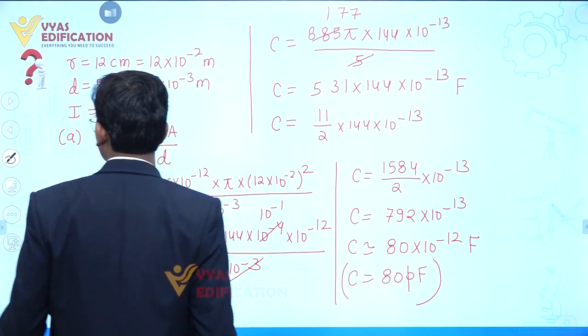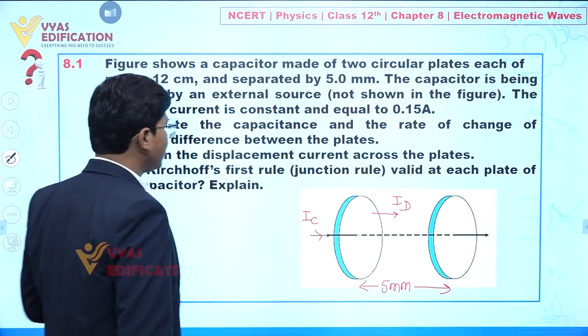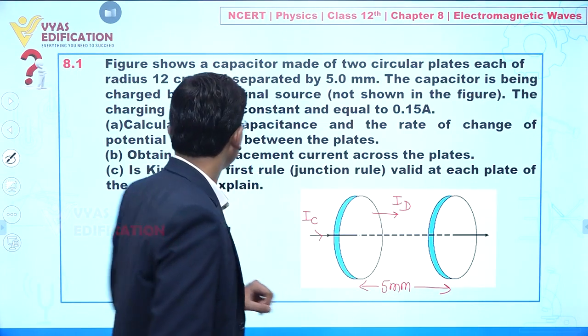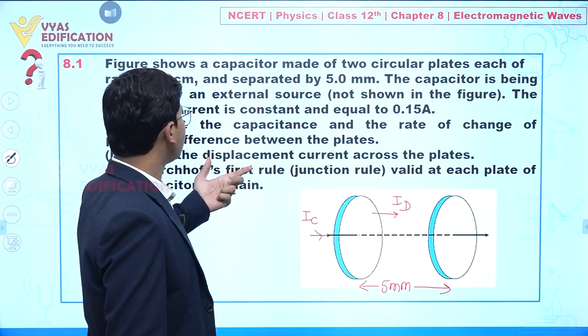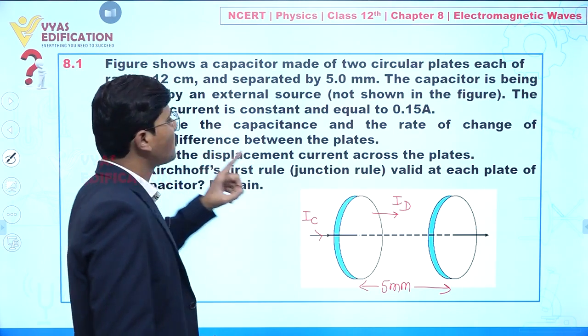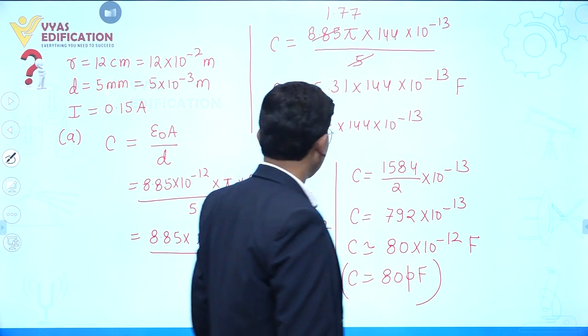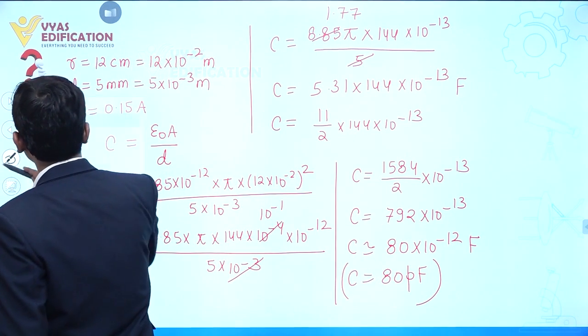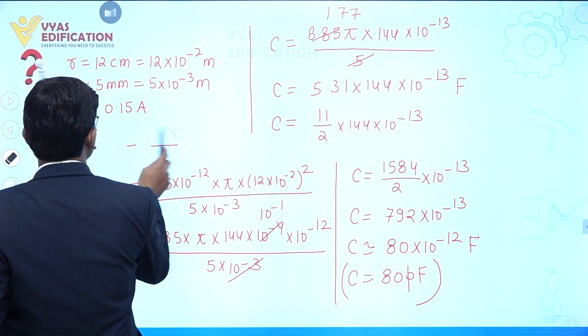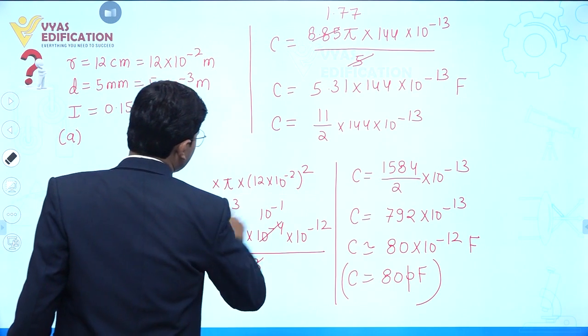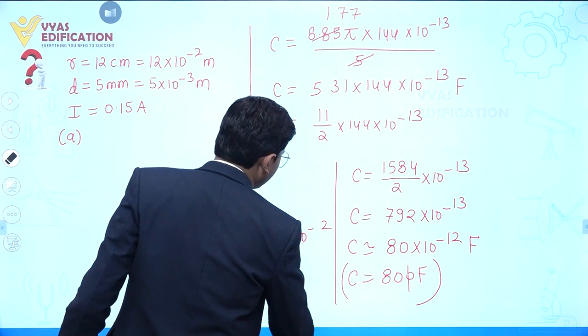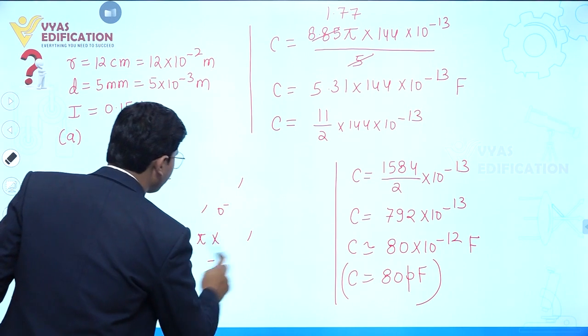Now listen carefully. In this question we have one more part of A, that is, what is the value of rate of change of potential difference between the plates, clear. So from here we can see, if we want to find the rate of potential difference, just a minute, I am writing this value on this side because this will be useful for us for the next parts, clear.